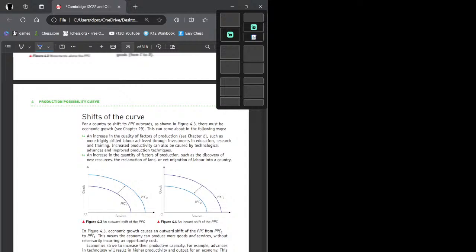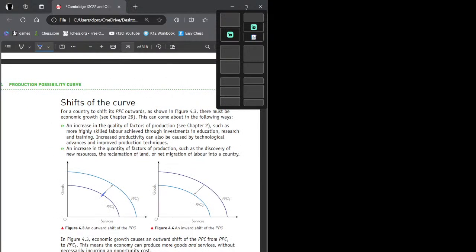Then when we look at shifts, we have outward shift and inward shift. An outward shift is basically caused by an increase in the quality of factors of production, such as better skilled labor, which can be achieved through investment in education and training. Then we can have increased productivity by better technology and improved production techniques. Maybe there's some new machine in the market which enables us to make more goods, and that will cause the PPC to shift to the right or outward.